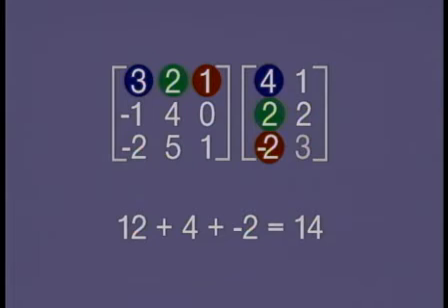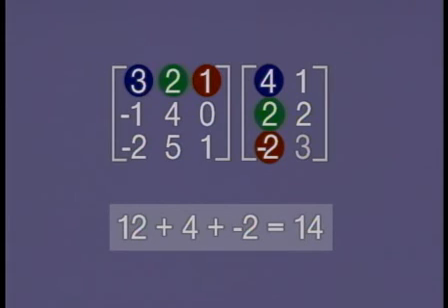Well, how do we do this? We multiply the first number in that first row, 3, by the first number in that first column, 4. Notice they're both colored blue. And then we take the second number in the row, 2, and multiply it by the second number in that column, 2. They're both colored green. So we have 3 times 4 plus 2 times 2, and then we take the third number in the row, 1, and multiply it by the third number in the column, -2. They're both colored red. So we multiply the 2 blue numbers, the 2 green numbers, and the 2 red numbers.